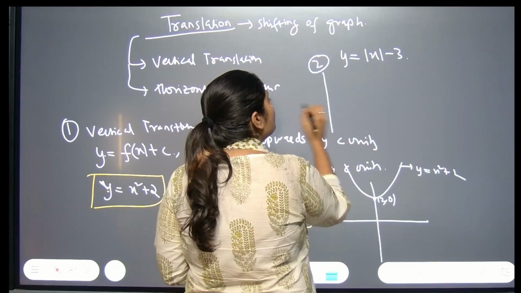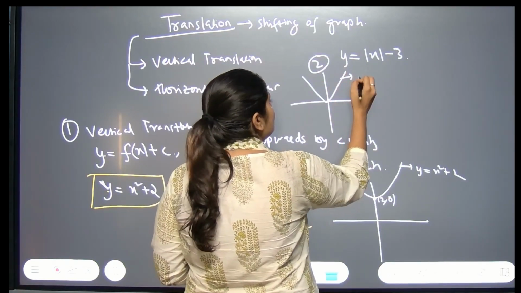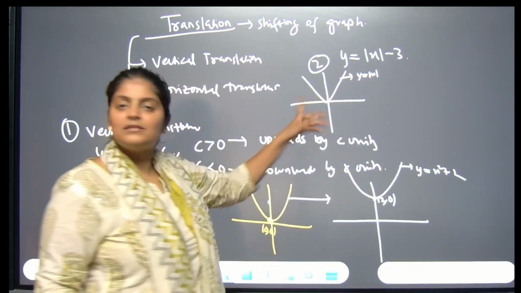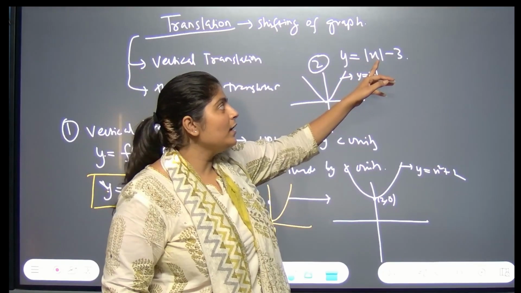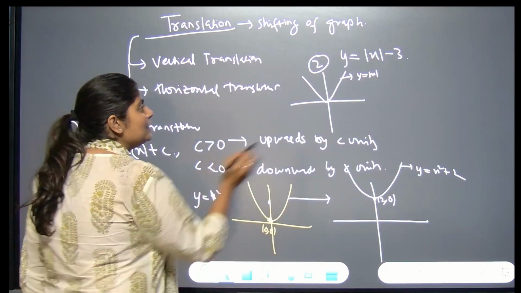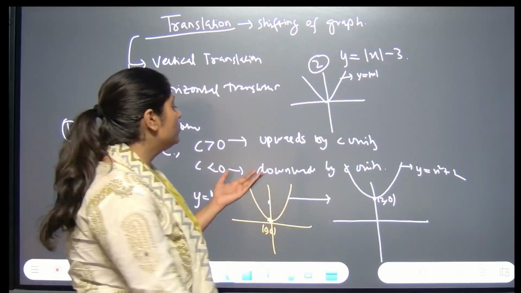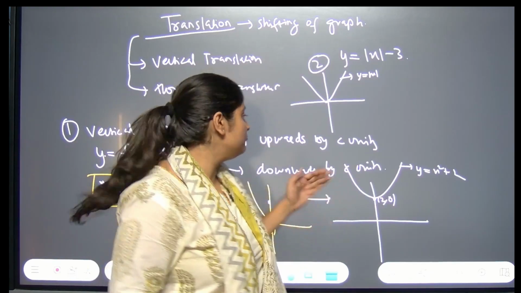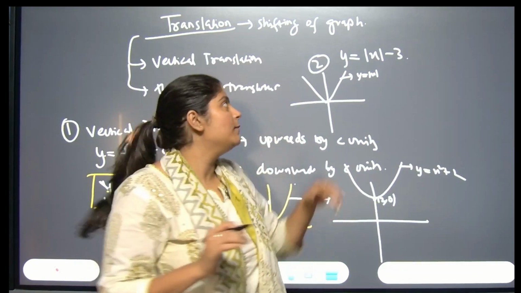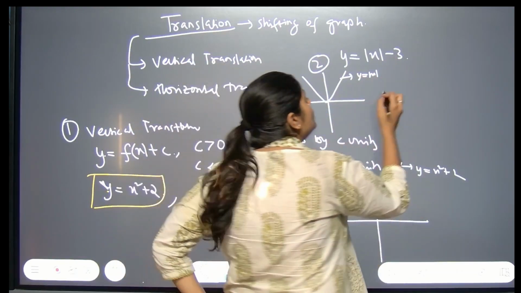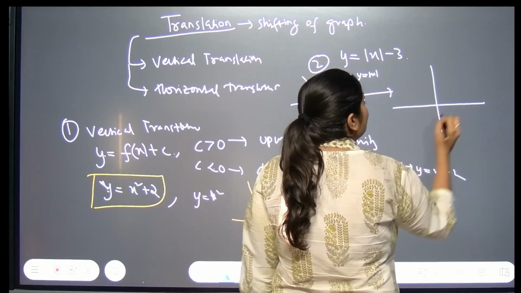So the original graph of y equals mod x looks like this. Right? This is the graph of y equals mod x. So y equals mod x minus 3. Here c is less than 0. So what do we do? We shift the graph vertically downward by 3 units. So the transformed graph would look like this.